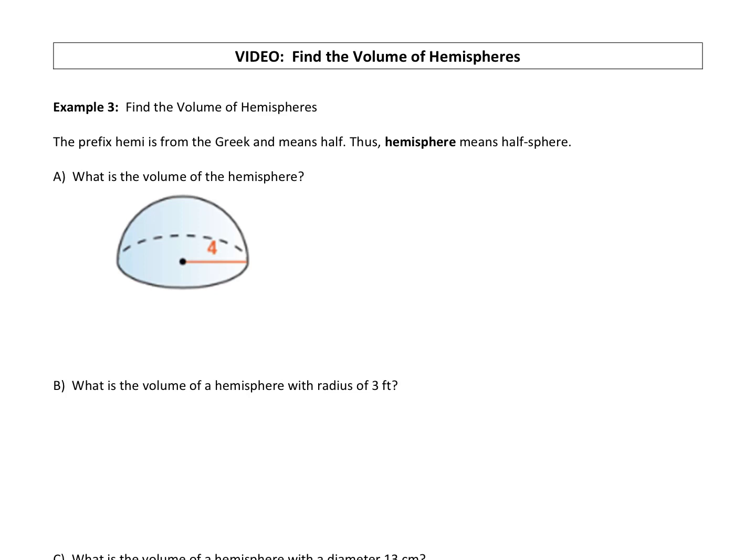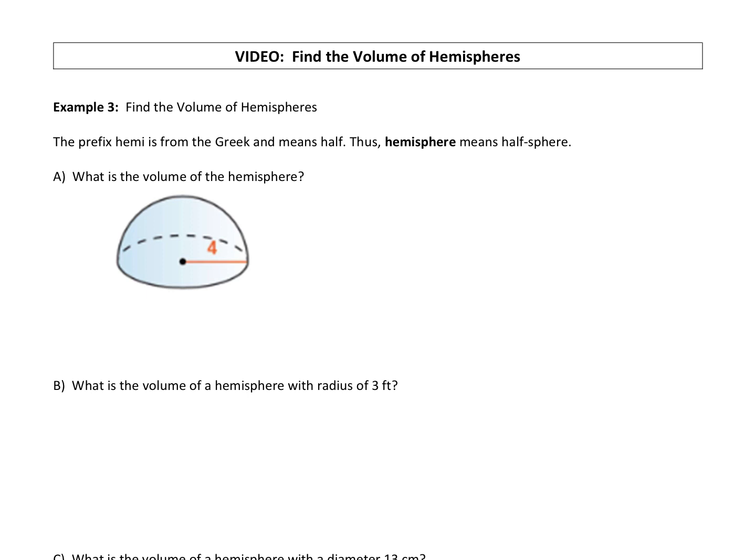Okay, we have found the volume of spheres in a couple examples. Now we're going to take a look at something called a hemisphere. So we see the word sphere with this prefix of hemi, however you want to pronounce it, in front of that. The prefix hemi is from the Greek and means half. Thus, hemisphere means half sphere or half of a sphere.